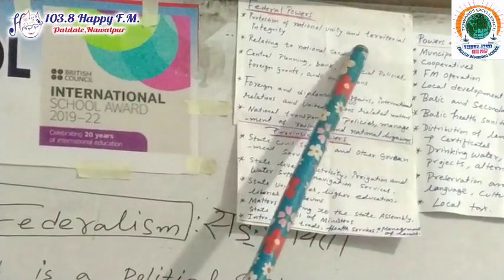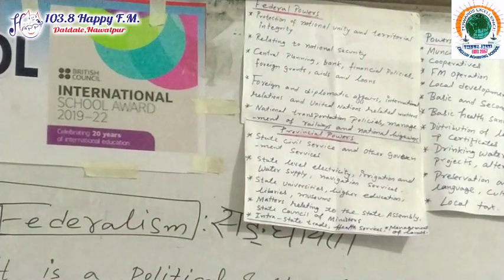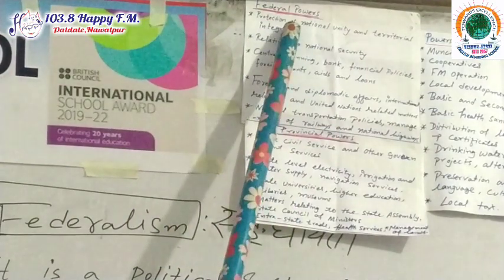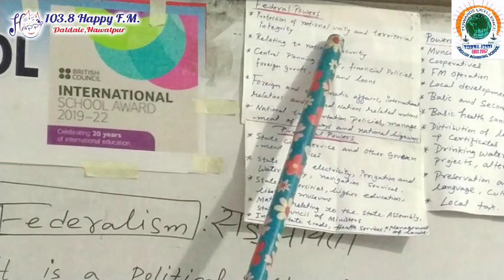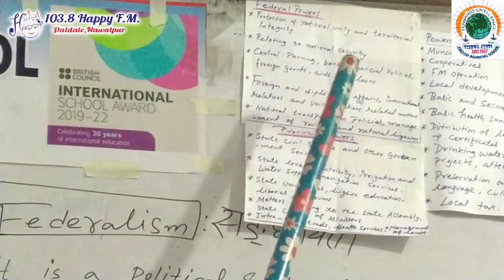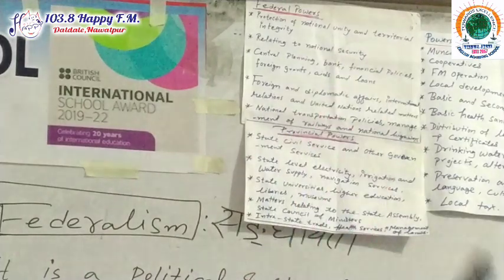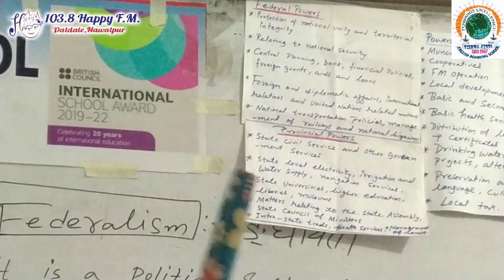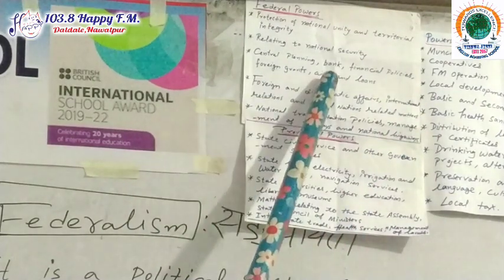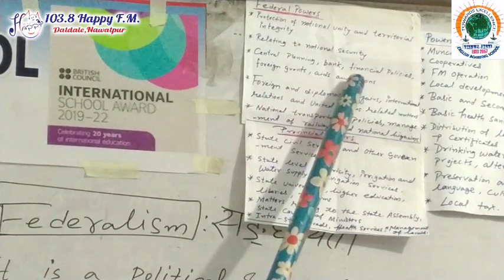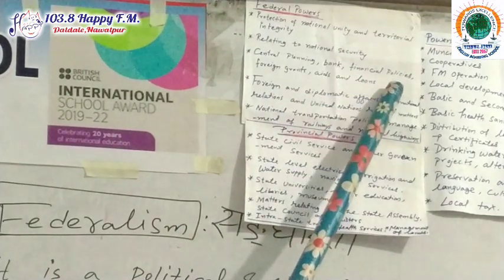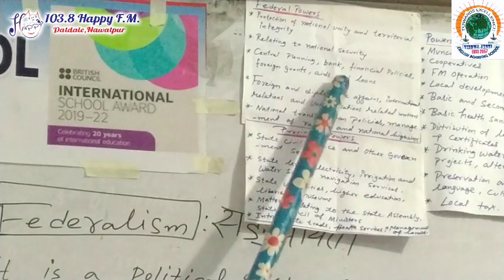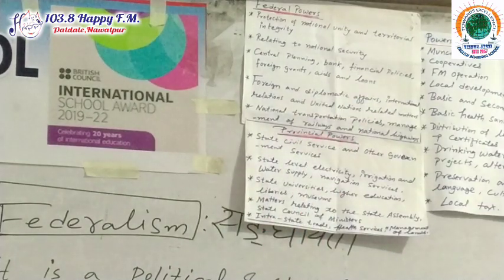Protecting of national unity and territorial integrity. In the federal system, national integrity, unity and territory are protected. Relating to national security, federalism is required to protect the national security. Central planning, bank, financial policies, foreign grants, aids and loans are all looked after by the federal system of government.